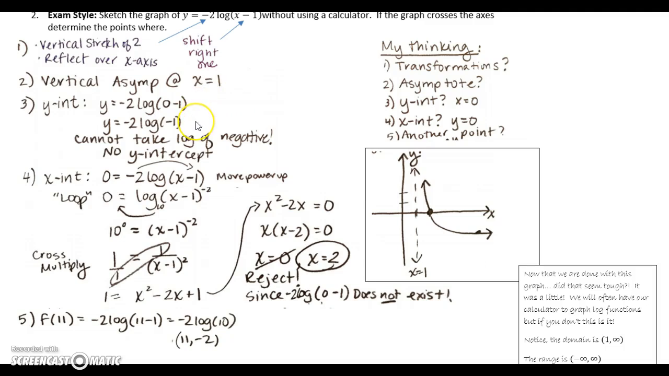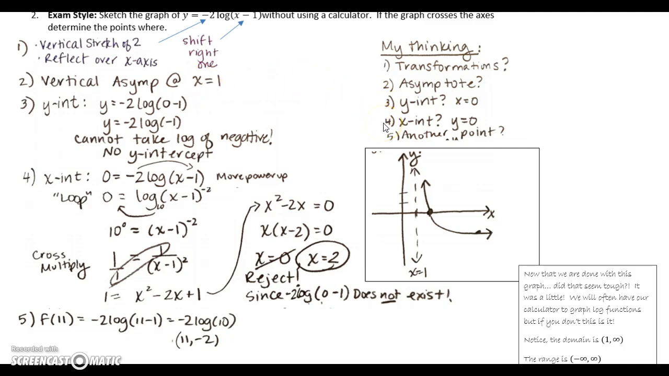So when I plug in x equals 0, I get -2 log of (0 - 1), or -2 log of -1. And you cannot take the log of a negative, so there's actually no y-intercept, which makes sense based off our vertical asymptote. It's never going to cross x equals 1. It will never reach x equals 0.